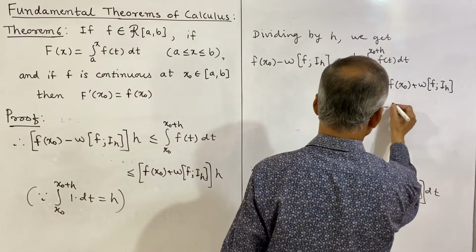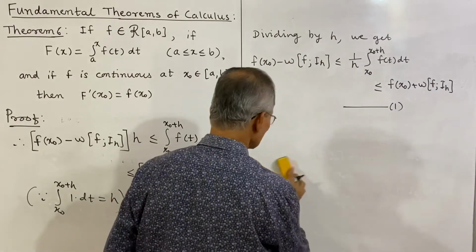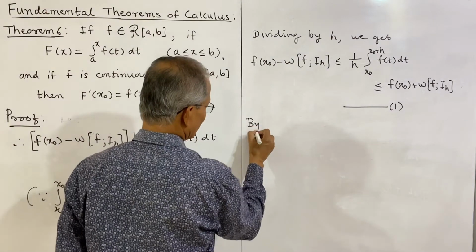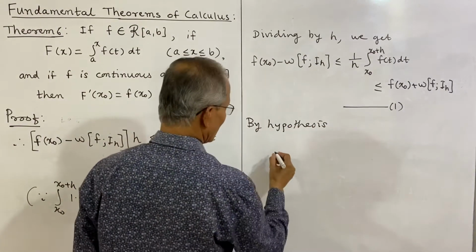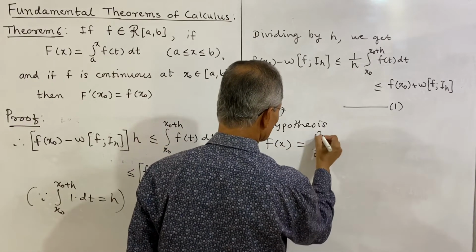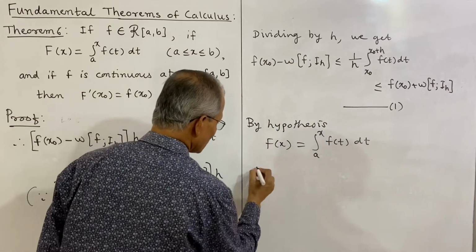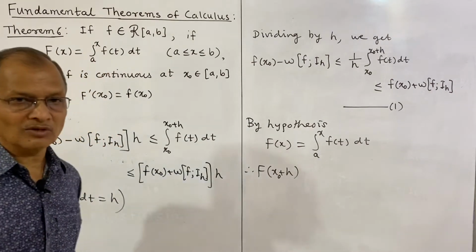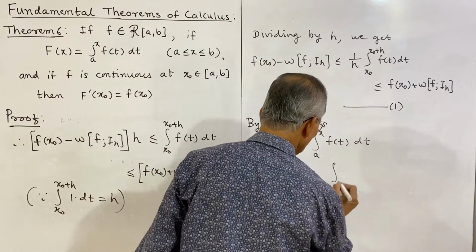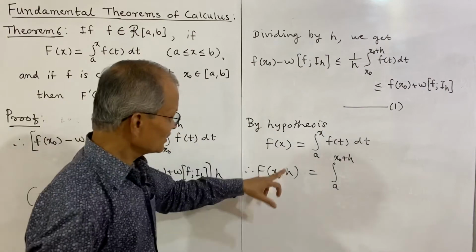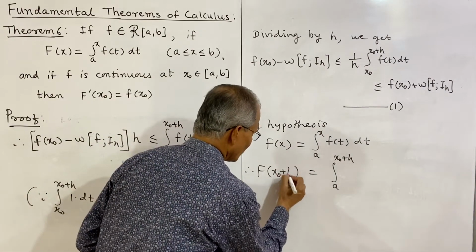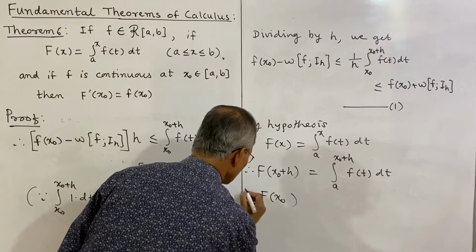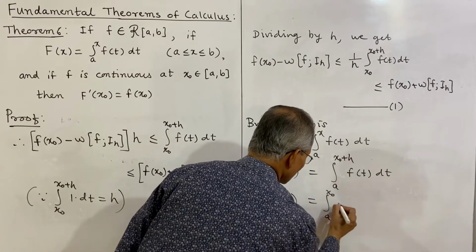Now, we shall call this relation or statement 1, and now we can use the expression for this function. By hypothesis, capital F of x is the integral of f of t, that is, capital F of x is equal to the integral from a to x of f of t dt, and from this we can write, capital F of x naught plus h. Here x is to be replaced by x naught plus h, and that will be equal to the integral from a to x naught plus h of f of t dt. And what will be capital F of x naught? Here x is to be replaced by x naught, the integral from a to x naught of f of t dt.